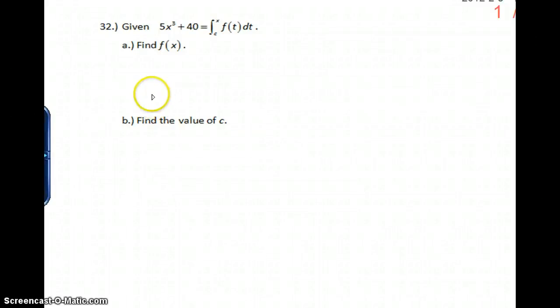Here's the solution to number 32. Sorry we couldn't get there in class. Starting off, I will redo A.